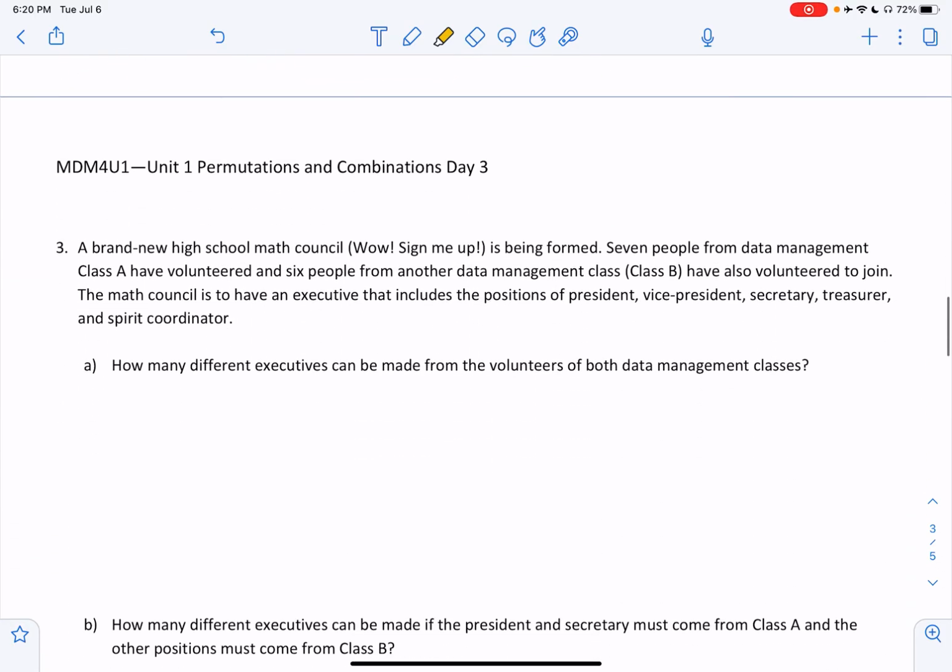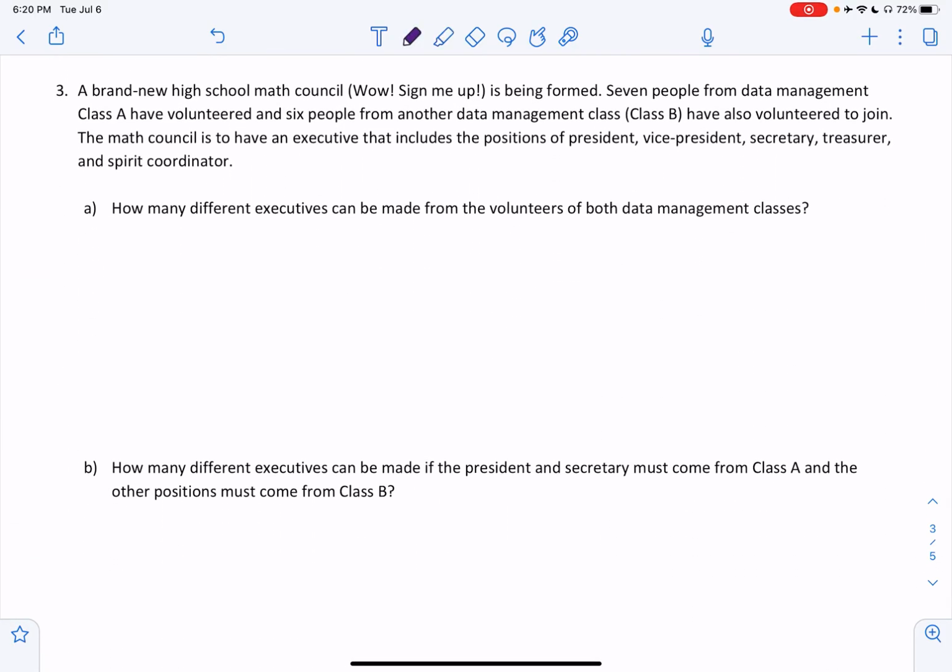All right, let's try another example. So here, a brand new high school math council is being formed. 7 people from data management class A have volunteered, and 6 people from another data management class, we'll call that class B, have also volunteered to join. The math council is to have an executive that includes the positions of president, vice president, secretary, treasurer, and spirit coordinator. Our first question asks, how many different executives can be made from the volunteers of both data management classes?